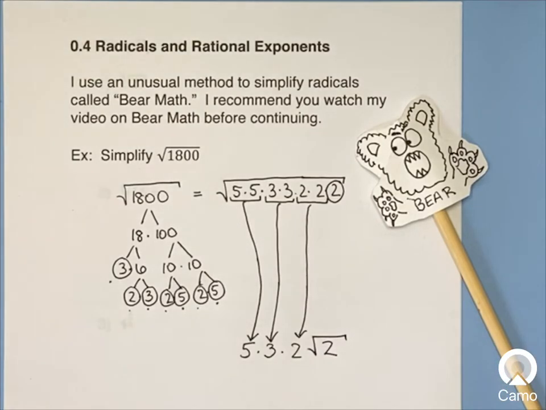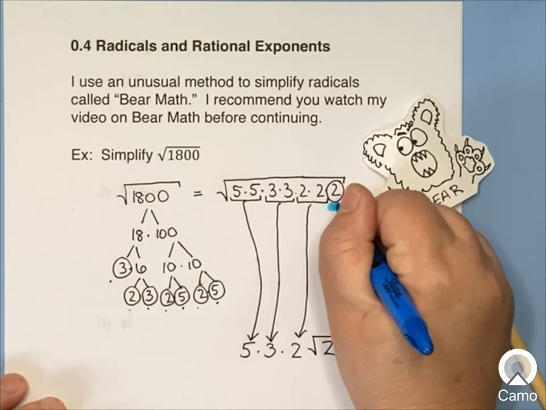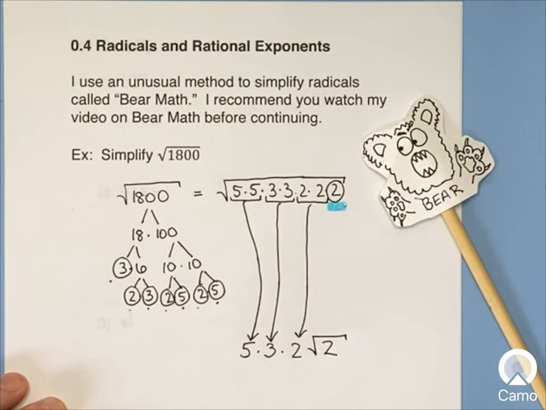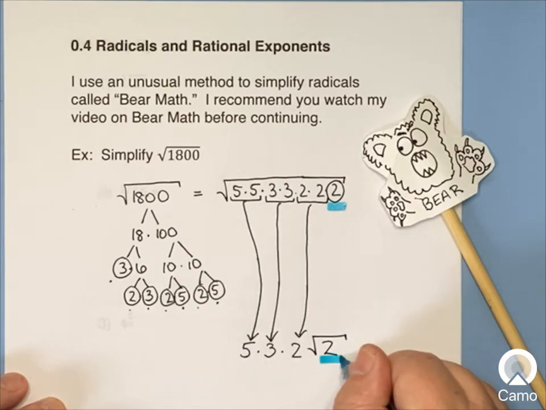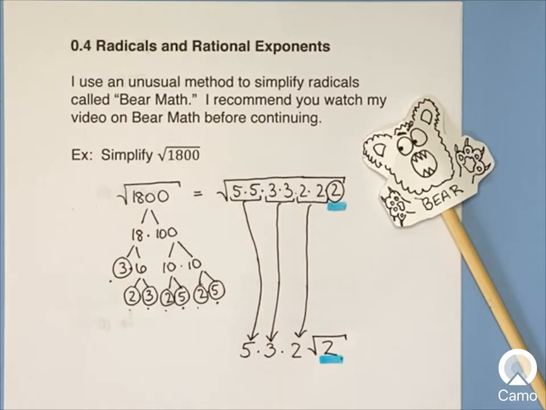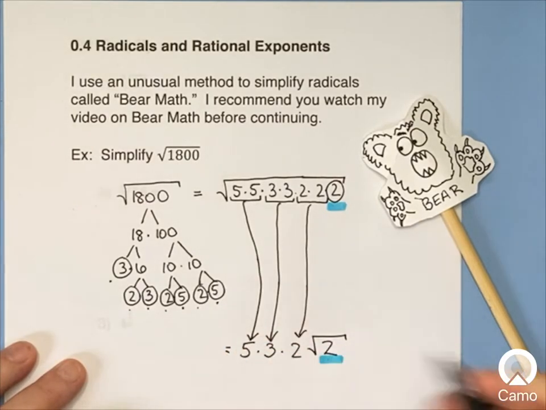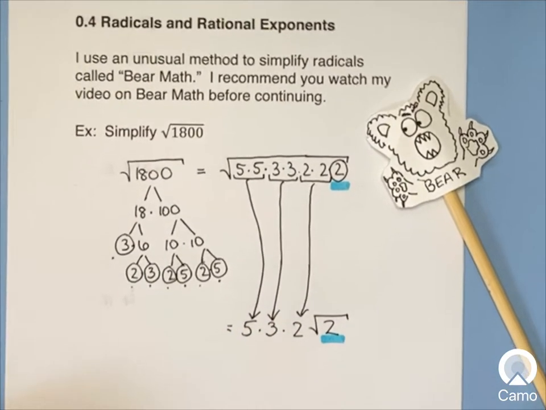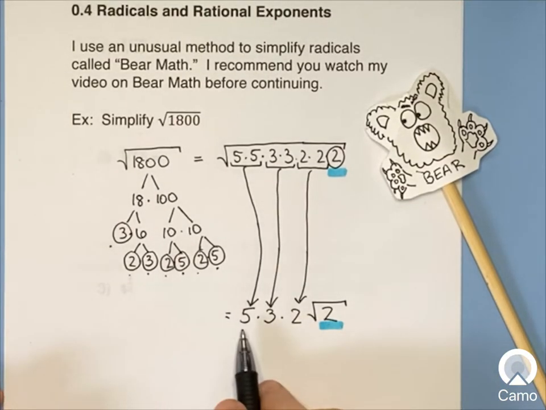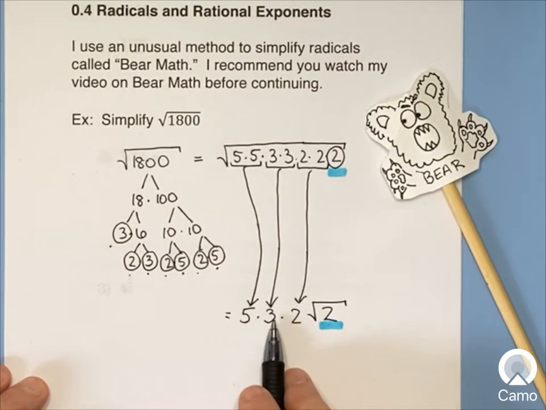So let me just use a pretty color to emphasize whatever numbers don't have a best friend, an identical best friend to run with. Just wait in the cabin for the others to send help. Okay, once you've got that all written out, then it just remains to multiply. 5 times 3 is 15, times 2 is 30.